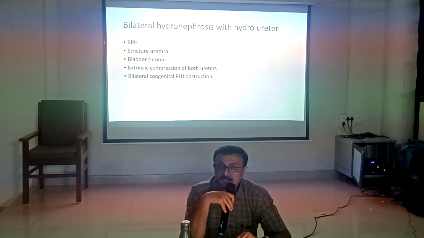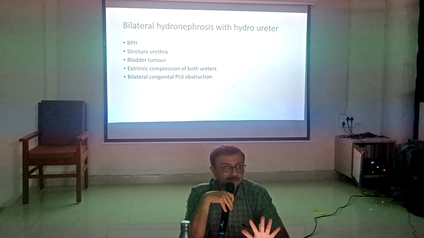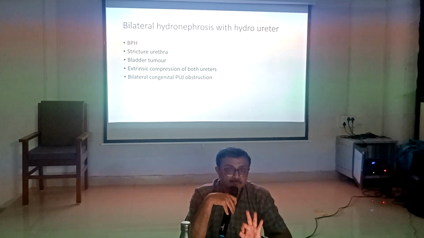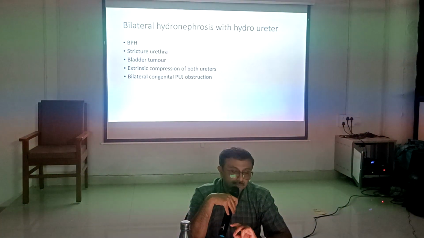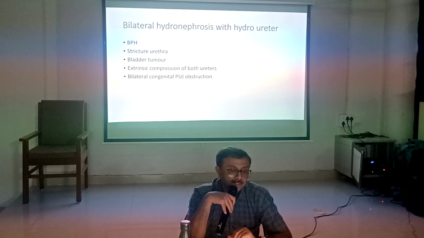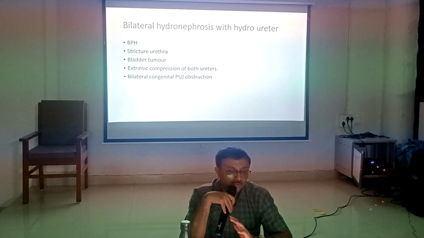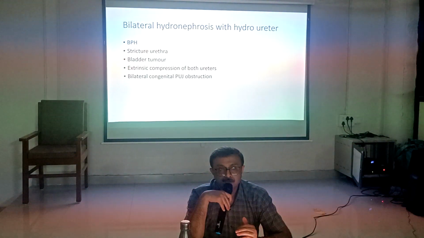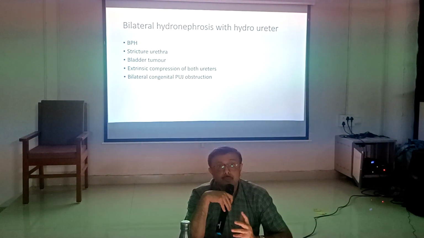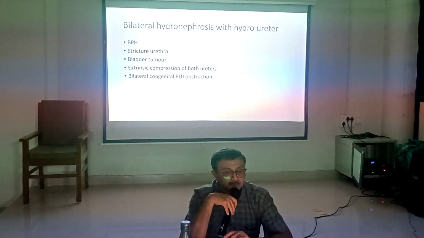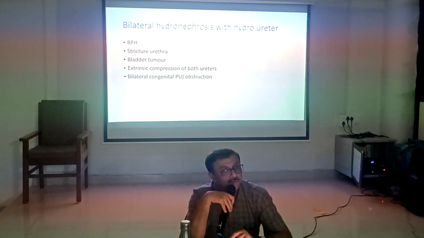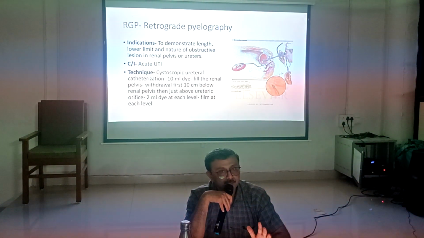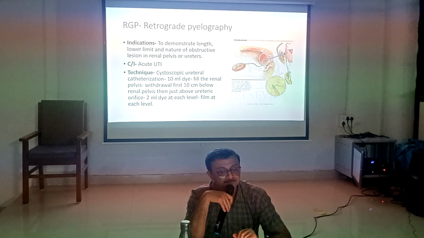Bilateral hydronephrosis with hydroureter. In bilateral hydronephrosis, there is bladder outlet obstruction, distal obstruction: benign prostatic hyperplasia, stricture urethra, bladder tumor, extrinsic compression of both ureters as happens in post-radiotherapy, retroperitoneal fibrosis, retroperitoneal malignancies, bilateral congenital ureteric obstruction. It is not uncommon.